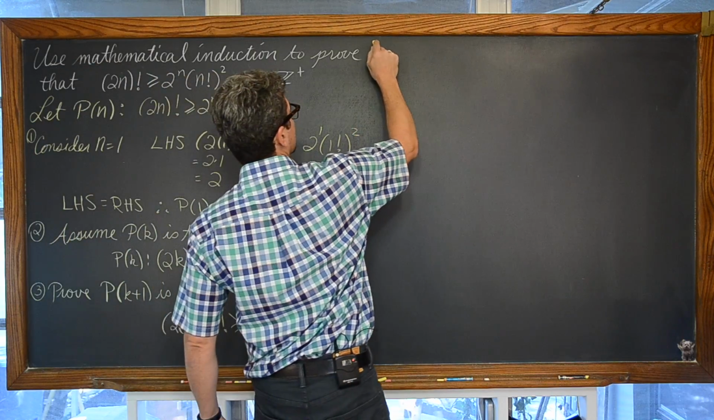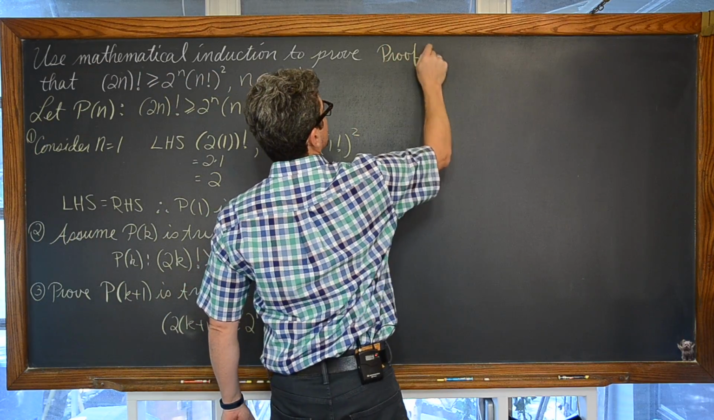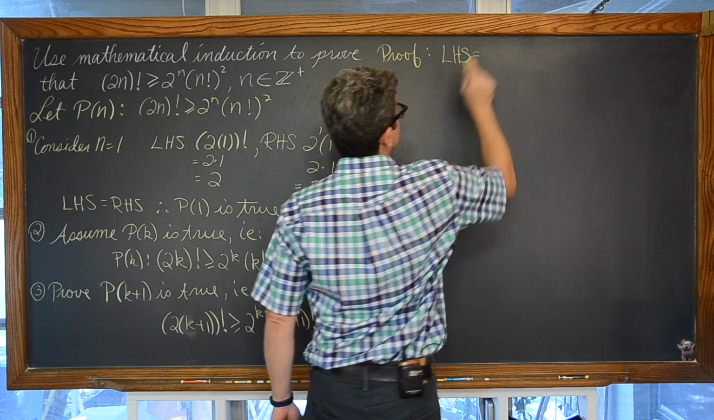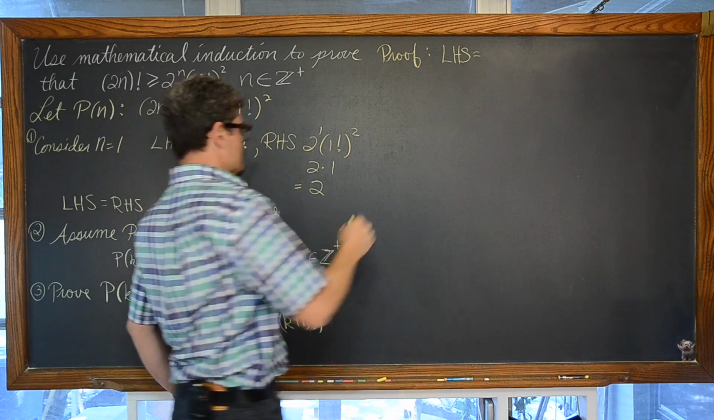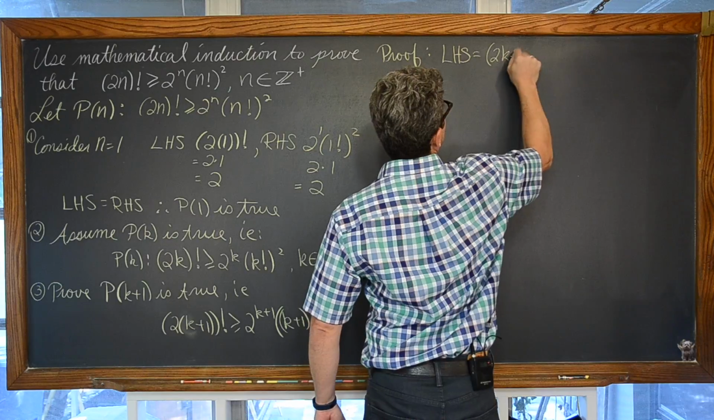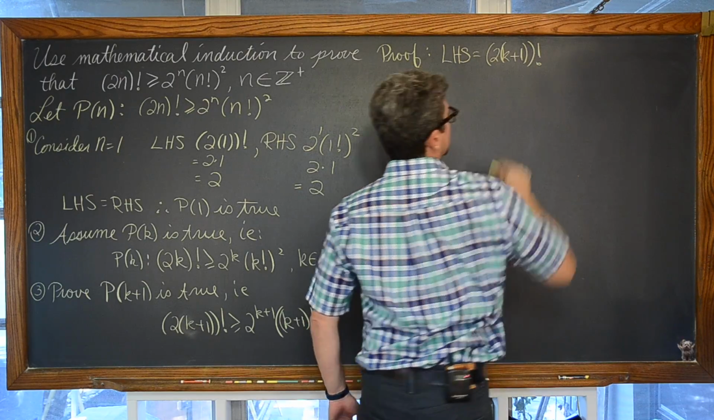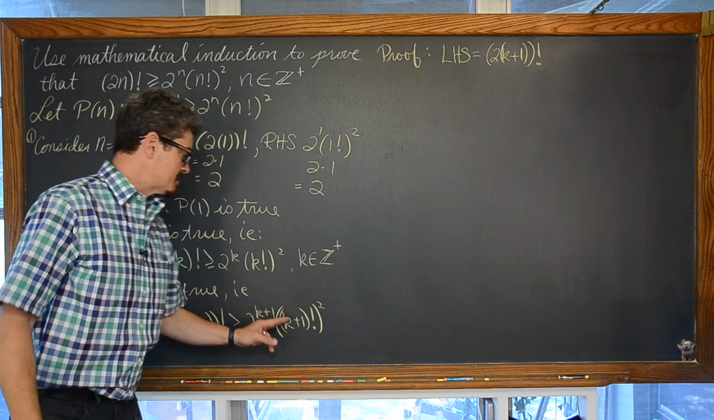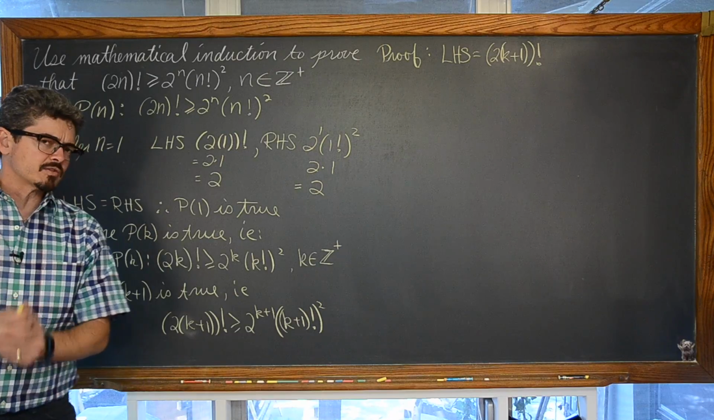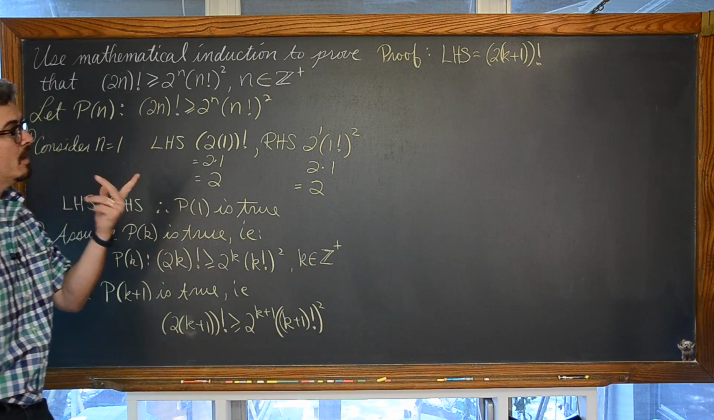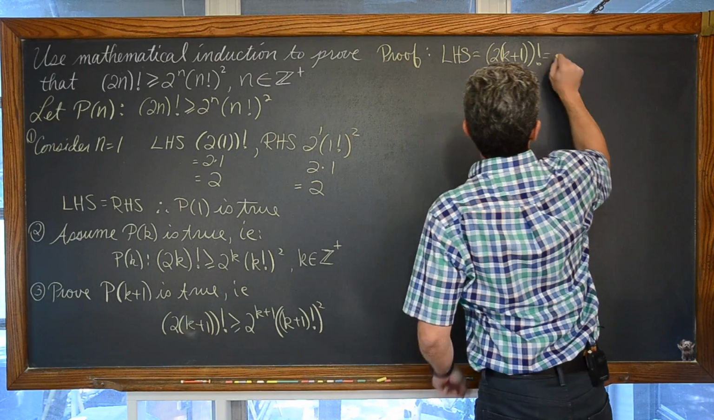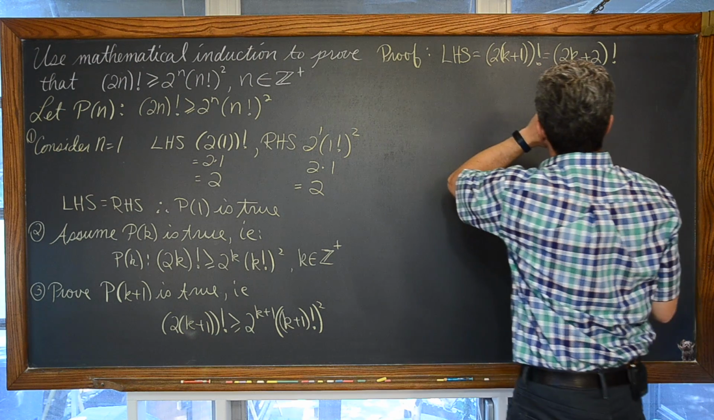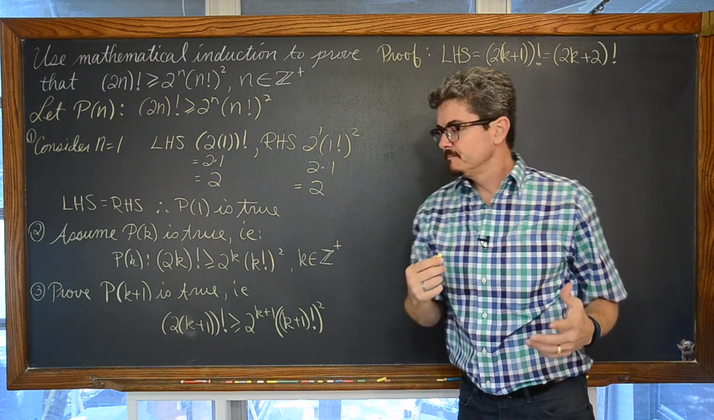So our proof here, let's clearly define it. Proof, here's where I'm starting. The left-hand side is equal to 2 times k plus 1 factorial. Can I get that to show that it's greater than or equal to 2 to the k plus 1 power times k plus 1 factorial squared? Okay, well, this is actually equal to 2 times k plus 2. And where do I go from there?